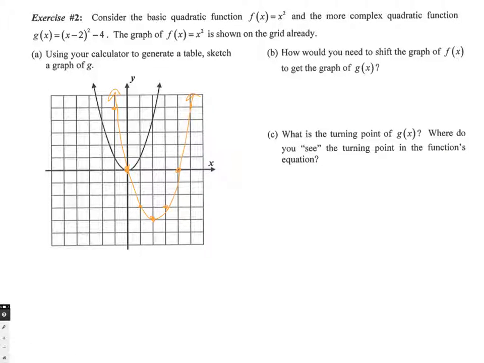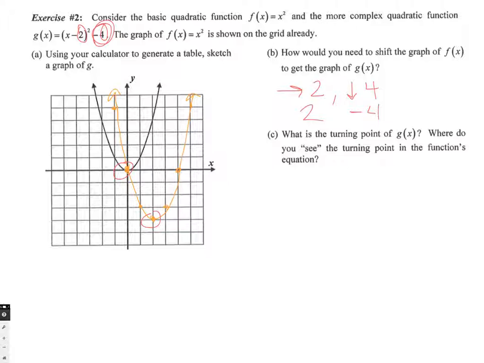Using our new graph, how would you need to shift the graph of f of x to get the graph of g of x? So we're talking about how do I get this point to this point? It looks like I need to shift it to the right 2 places and down 4 places. So where can I find those 2 numbers in the equation? Well, I have a 2 here and I have a negative 4 here. The negative 4 moves it down, and the 2 is up in the original equation.